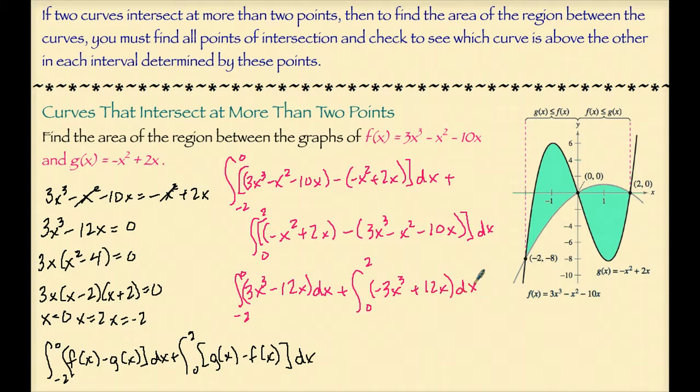The integrals will be then 3/4 x to the fourth minus 6x squared, integrated from -2 to 0, plus -3/4 x to the fourth plus 6x squared, integrated from 0 to 2. And the area of the combined regions is 24.